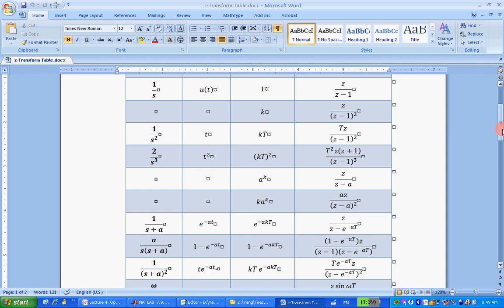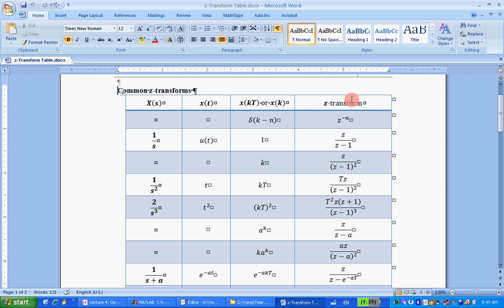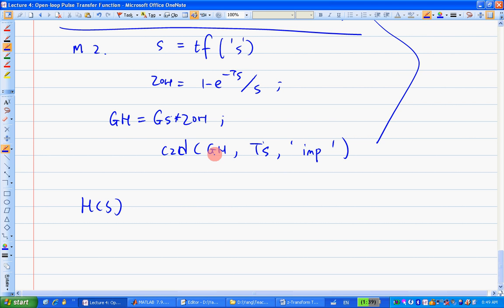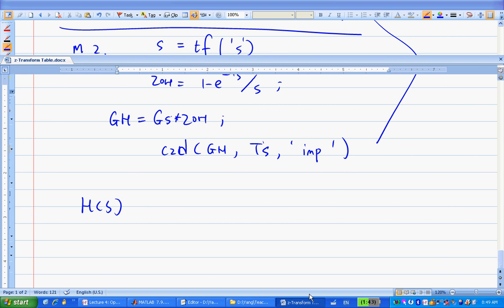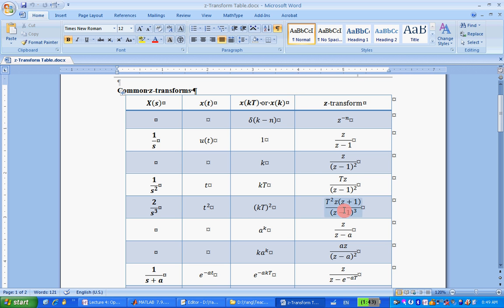So here's the question. This is actually the key point I want to make here. For this table, let me repeat the question. If I want you to verify if this table is right or not using the C2D command, you have to define the continuous block first, the continuous S function. Then you give that to the C2D, define the T of S, and you have to specify the ZOH or IMP first. So for this case, you'll see that you have to give this IMP to get the same results here. Why is that?